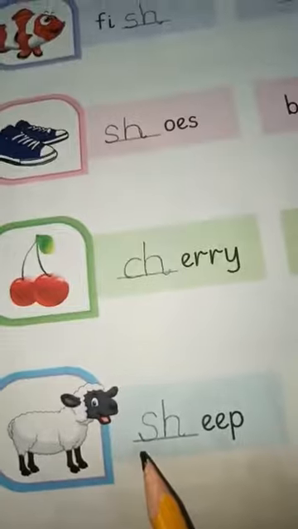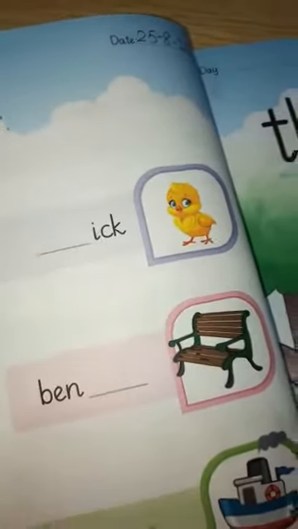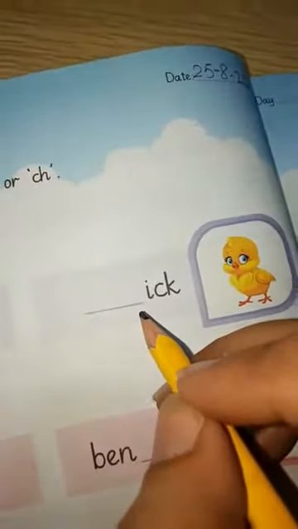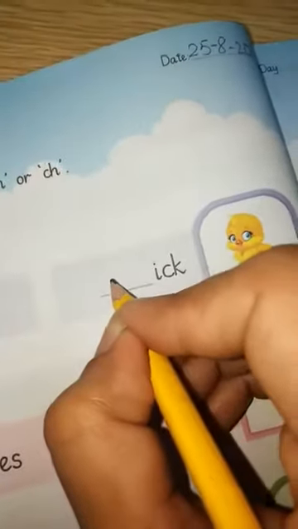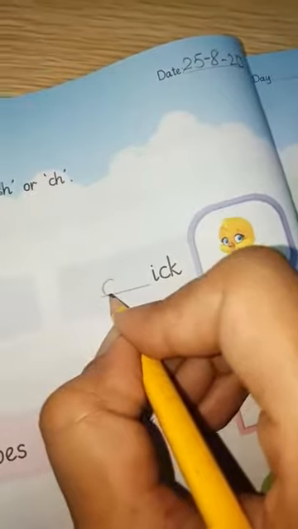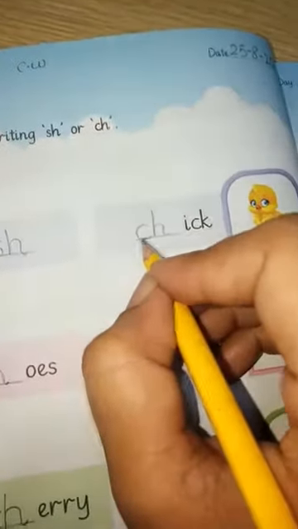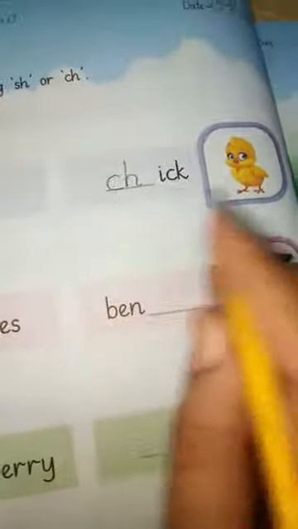Now come to the next picture and what is this? Yes, it's a small chick. Chick. Can you tell me what's the beginning sound of chick? Yes, the beginning sound of chick is ch. Ch, chick.